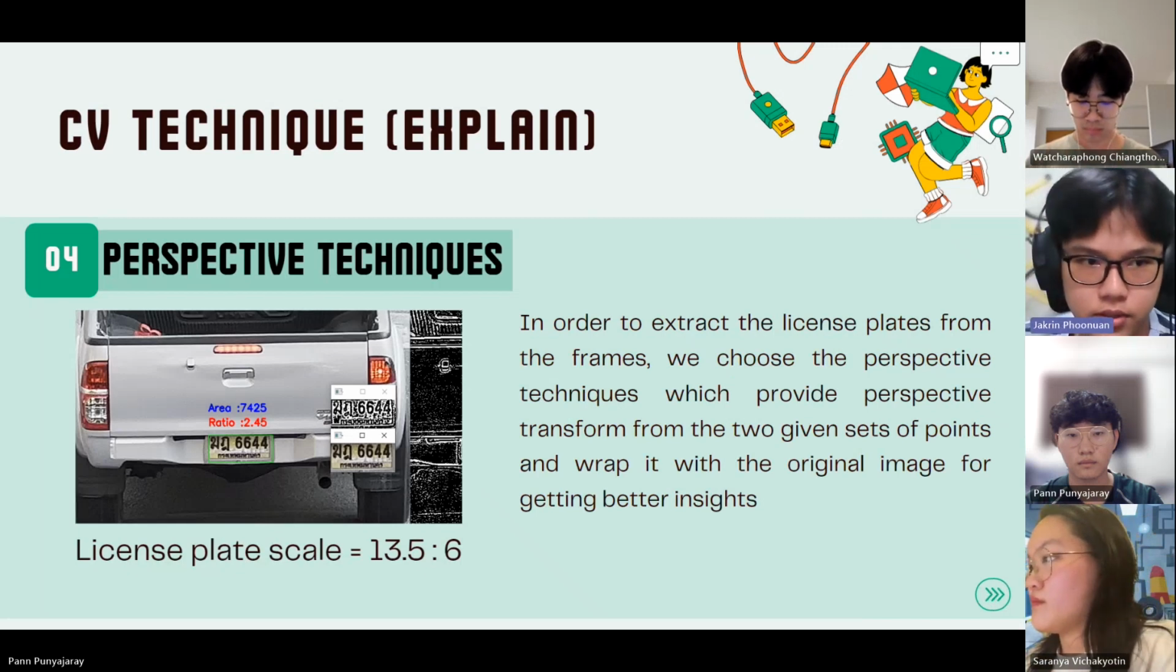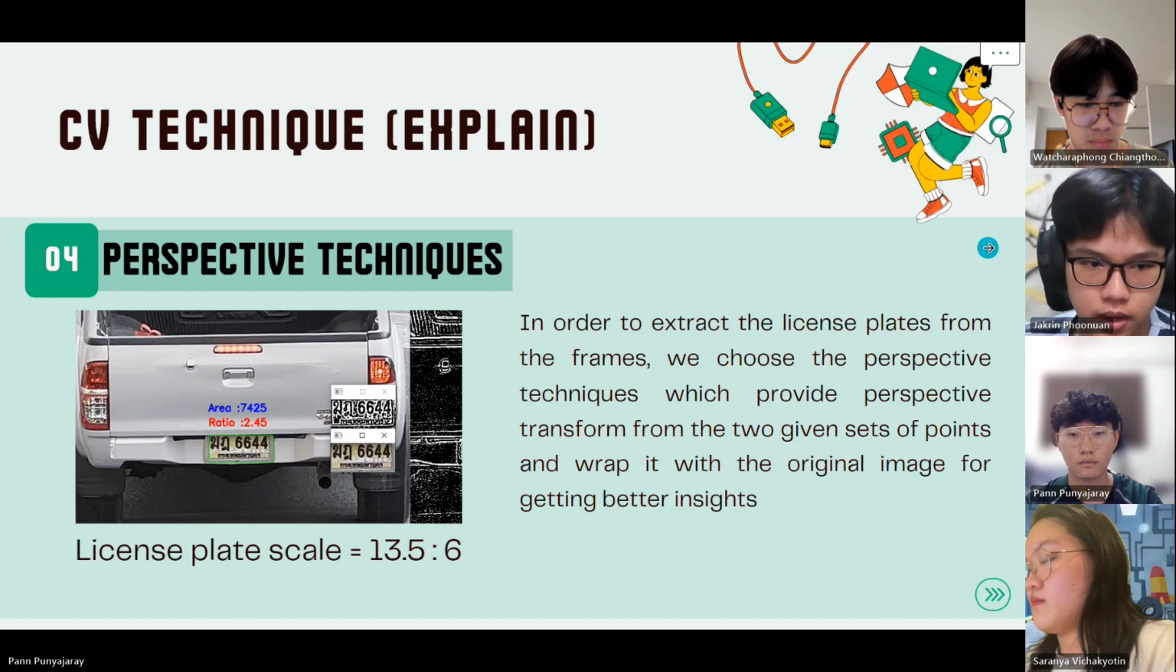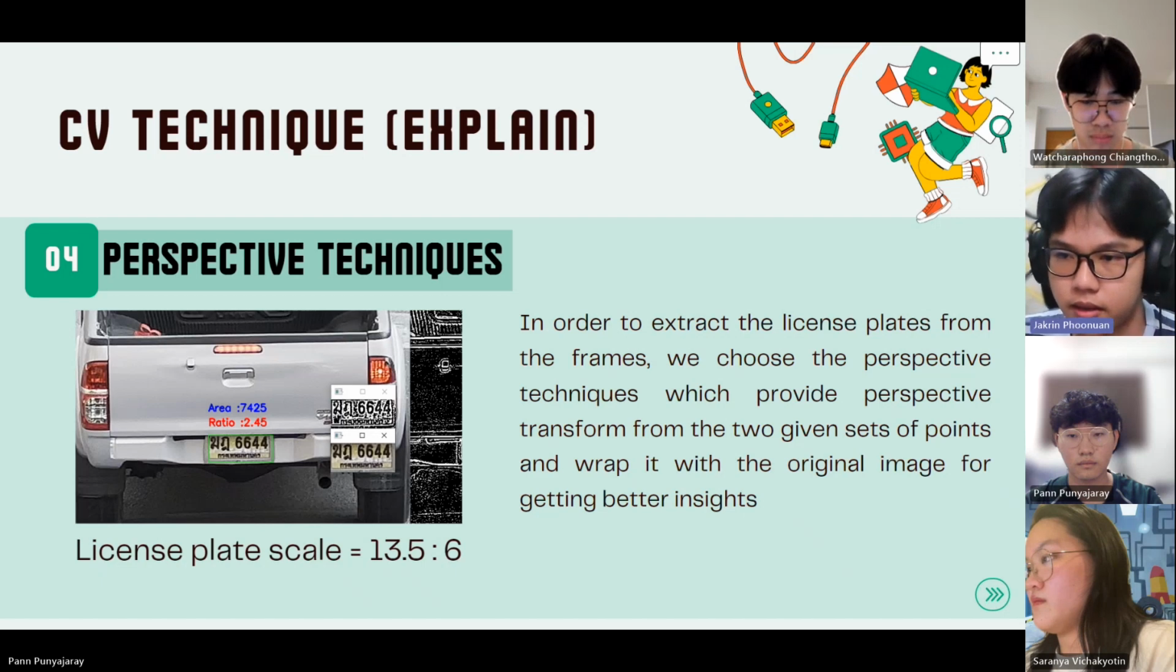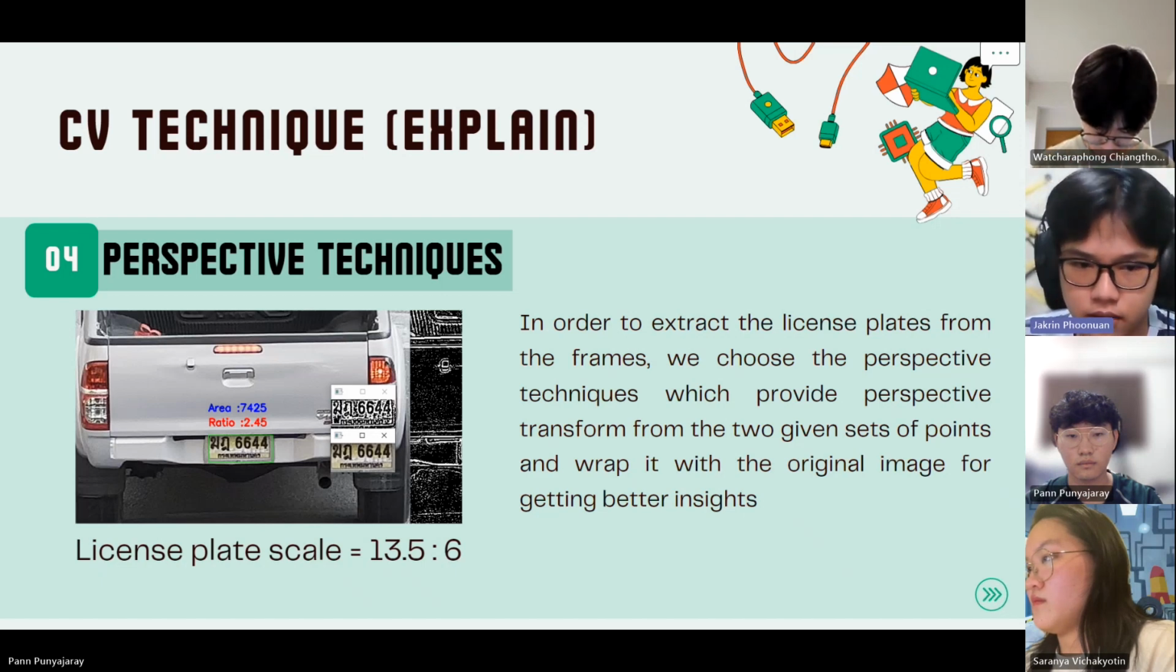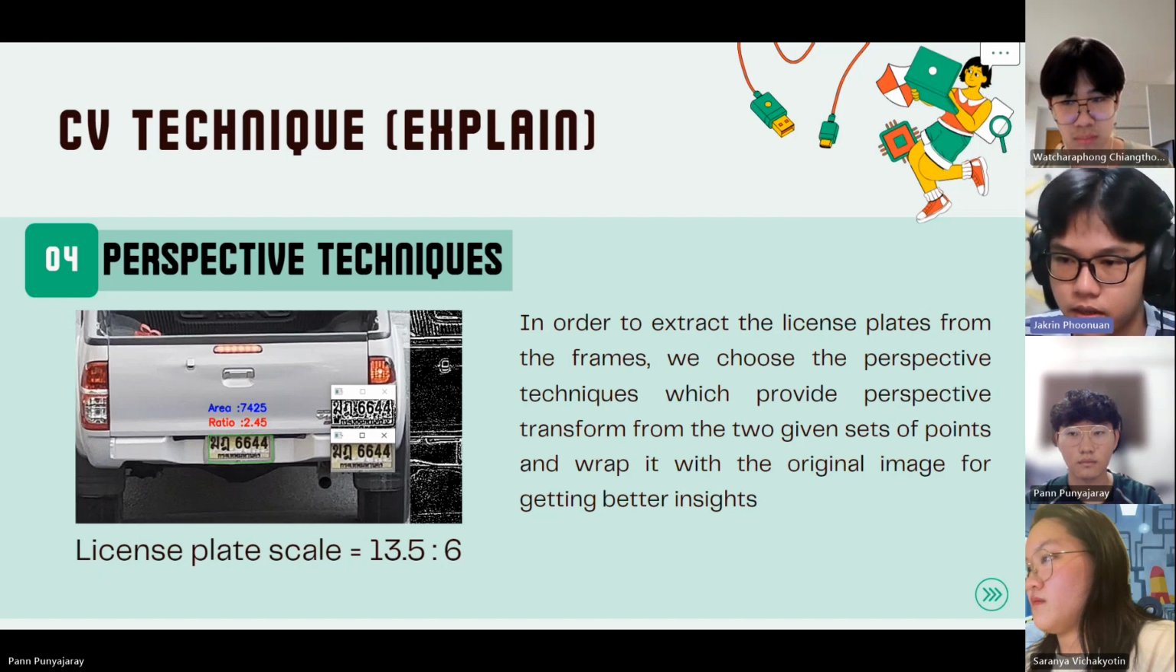And the fourth one, I'm choosing the perspective technique. This method is the key for this process. After we detect the license plate, we're going to get the position of it. I use this position value with the perspective technique to crop the license plate out, and determine the ratio of the real license plate to adjust the size to match the real scale. Okay.